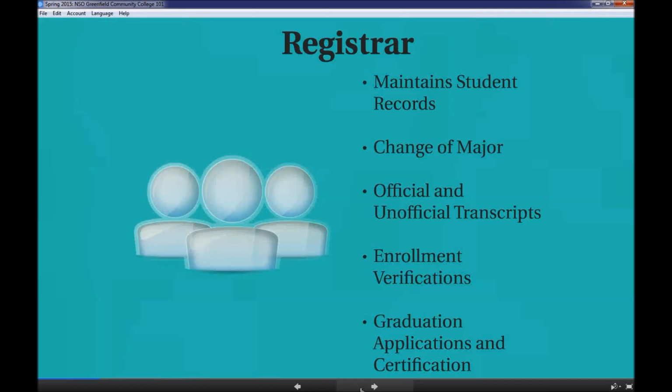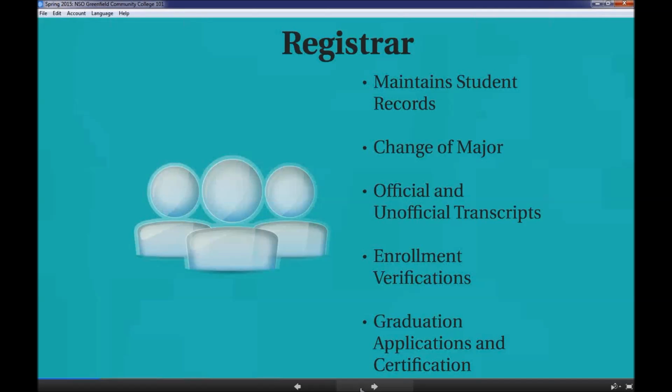Okay? So again, changing of majors, it's a common practice. Many students change their majors depending on where you are in the progression of your degree. It can be a simple process. Sometimes it's a little more challenging to make those changes. But the official change of a major will happen with the Registrar's Office. Often students will require an unofficial or an official transcript, especially if they're transferring to another institution. The Registrar's Office will process those for you.